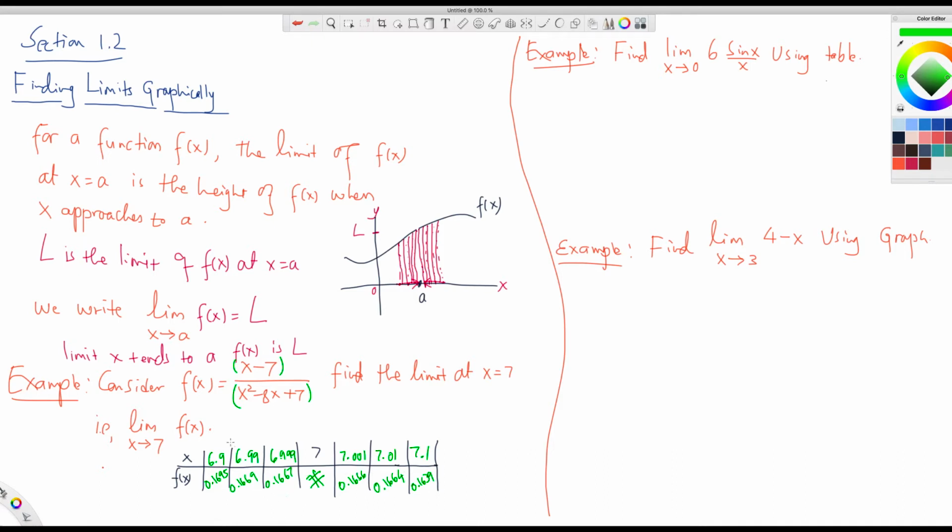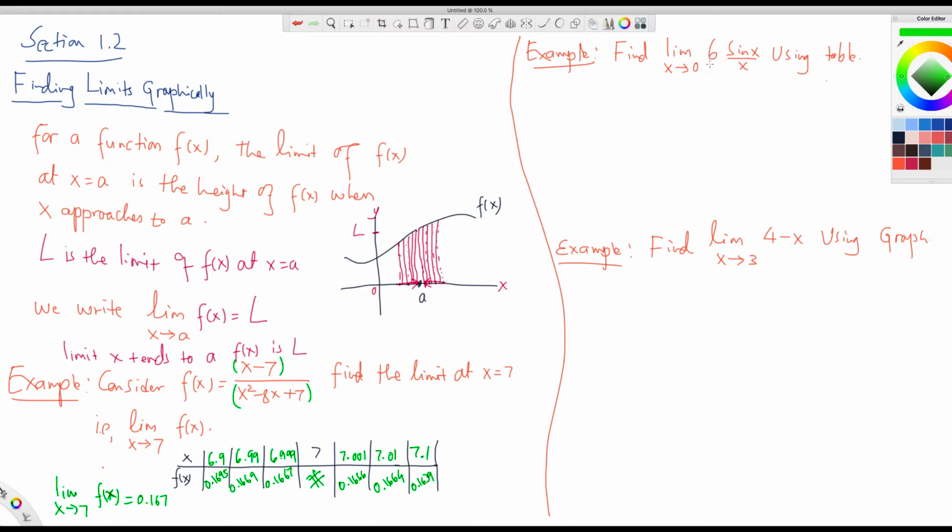So we see that the limit as x tends to 7 of f(x) is equal to, you see 0.1667, 0.166. If you round up to 3 decimal places, I get 0.167. I rounded up to 3 decimal places there. So this is the limit of this function at x equals 7.